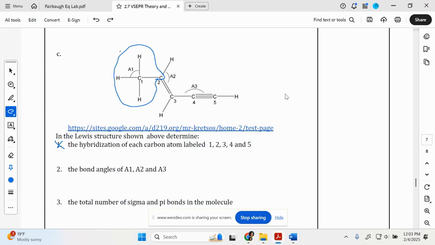Yeah, teach her about sigma. How many sigma bonds are in here? 4. How many pi? 0. Okay. All right. Still be big though.